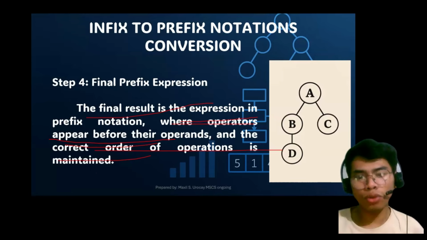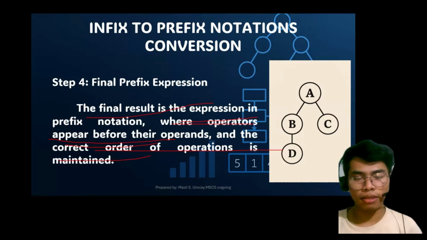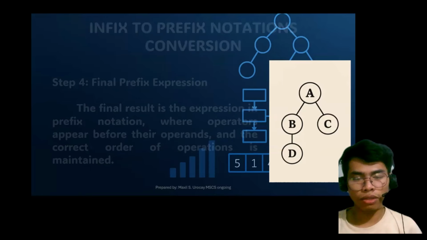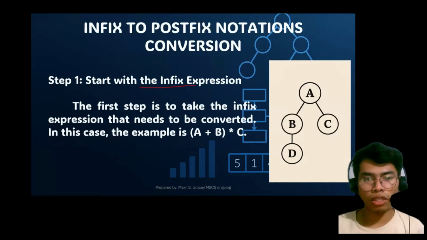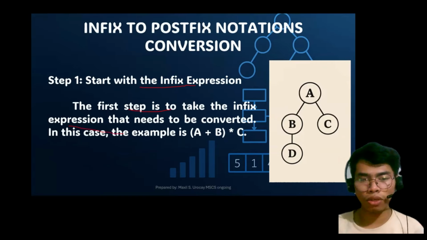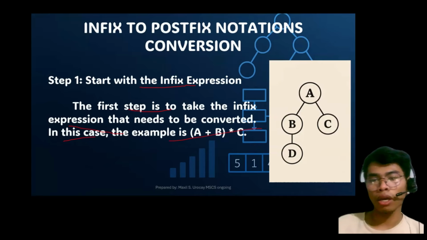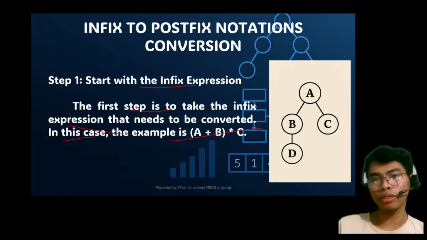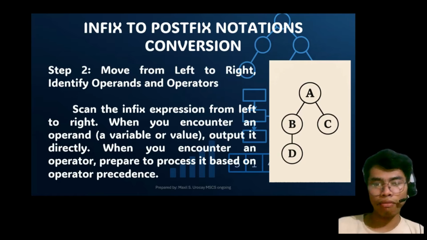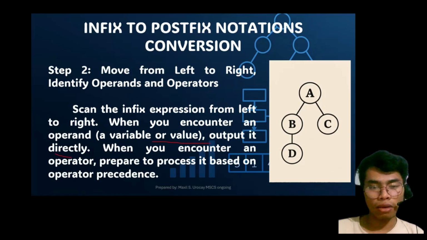So for infix to postfix notation, it will be like this. We have to start with the infix expression. The first step is to take the infix expression that needs to be converted. In this case, we have the example A plus B times C. The second step is moving from left to right, identifying operands and operators. So we scan the infix expression from left to right. When you encounter an operand, a variable or value, output that directly. When you encounter an operator, prepare to process it based on operator precedence.